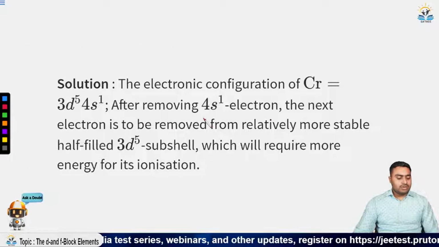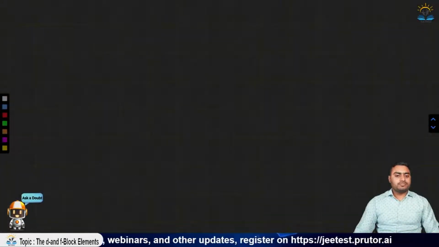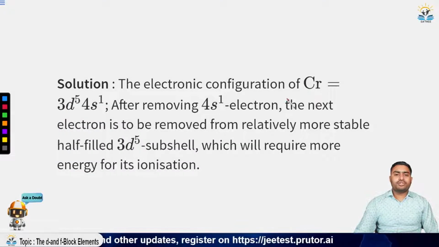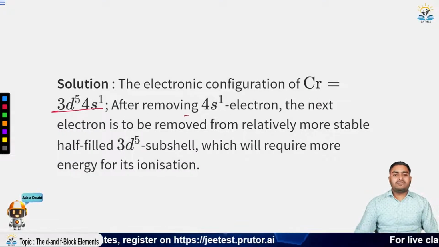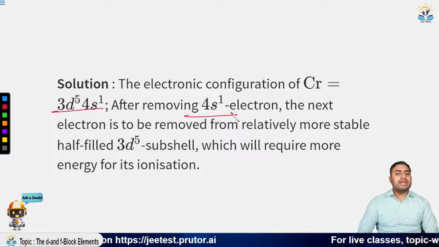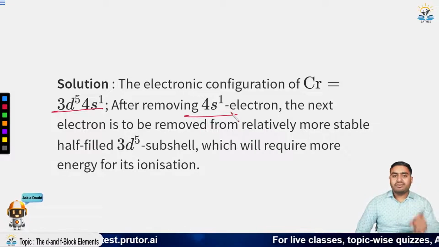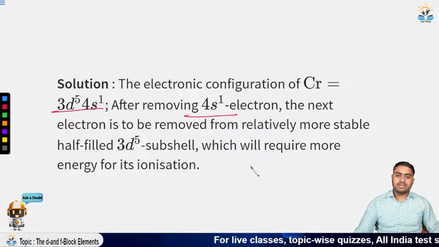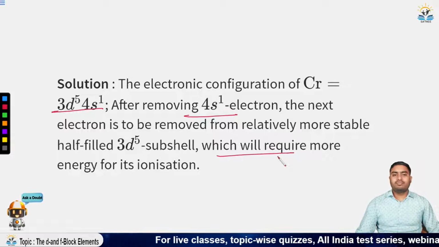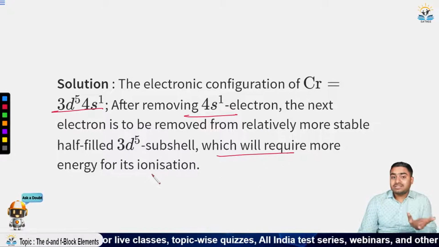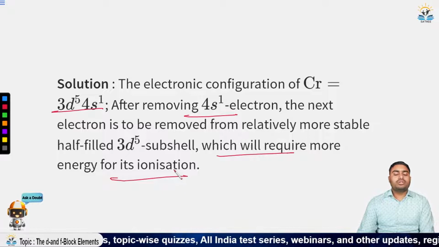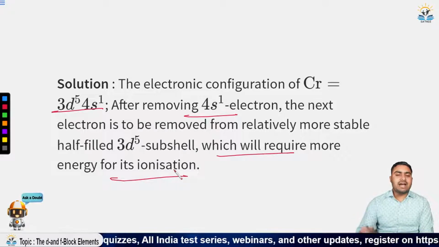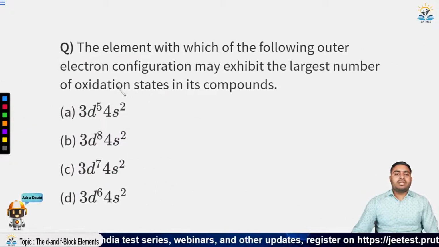So you can see the answer is: the electronic configuration of chromium is 3D5 4S1. After removing the 4S1 electron, the next electron is to be removed from the relatively more stable half-filled 3D subshell, which will require definitely more energy because it is highly stable, right, for the removal of the next electron. So the second ionization enthalpy will be high. Let's move to the next question.